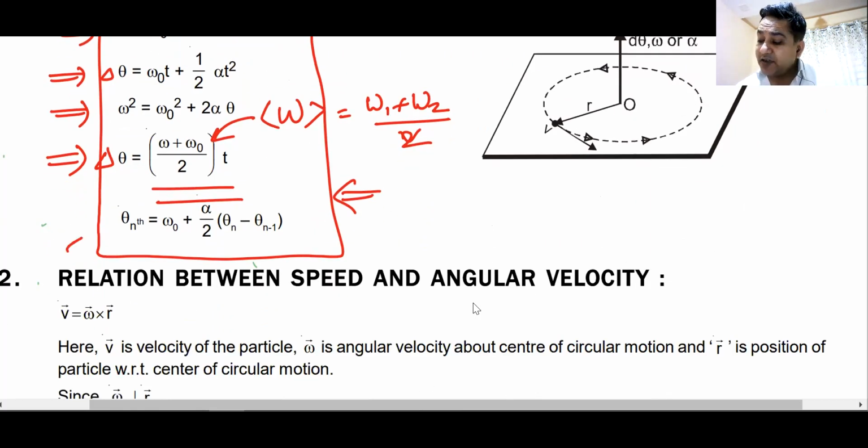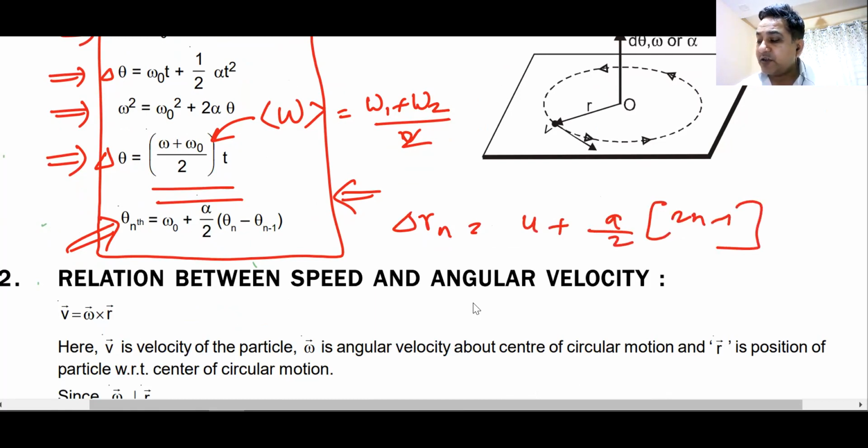So this is average angular velocity: final angular velocity plus initial angular velocity divided by 2. This is the angular displacement in the nth second. This formula again is derived from displacement in the nth second, which is u plus a by 2 into 2n minus 1. In place of u we put omega, in place of a we put alpha, and we get the formula for angular displacement in the nth second.